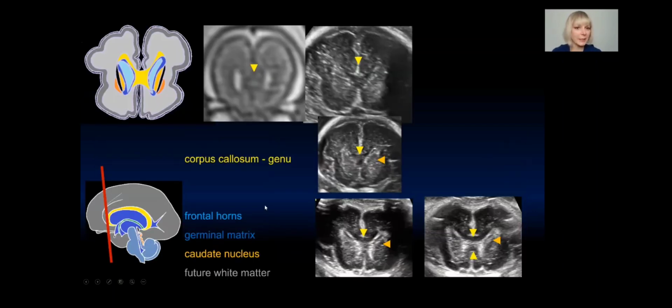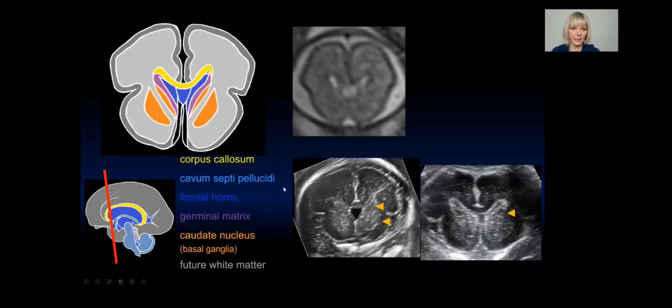Looking in the coronal plane is very useful, and we'll take a moment to go from anterior to posterior in the coronal plane with MRI and with ultrasound. This is a slice going through the genu of the corpus callosum, which we can see here. We're anterior to the cavum septi pellucidi.